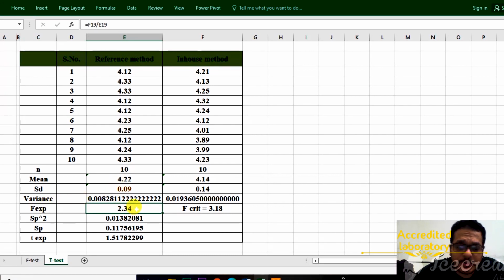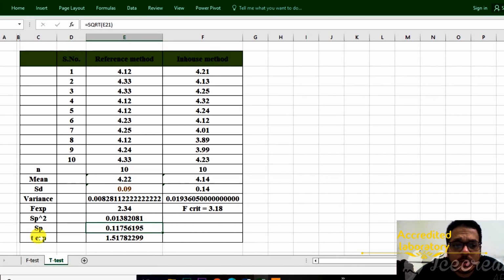Then F experiment, which is equal to the variance of group 1 divided by the variance of group 2, as we explained in the previous lecture. F critical from the F table is equal to 3.18, and F experiment is 2.34. So F experiment is less than F critical, in this case there are equal variances between the two groups of samples, and we will use the unpaired t-test with equal variances. Sp squared estimates the common population variance of the two groups of samples, and Sp is the square root of Sp squared, which is equal to this.